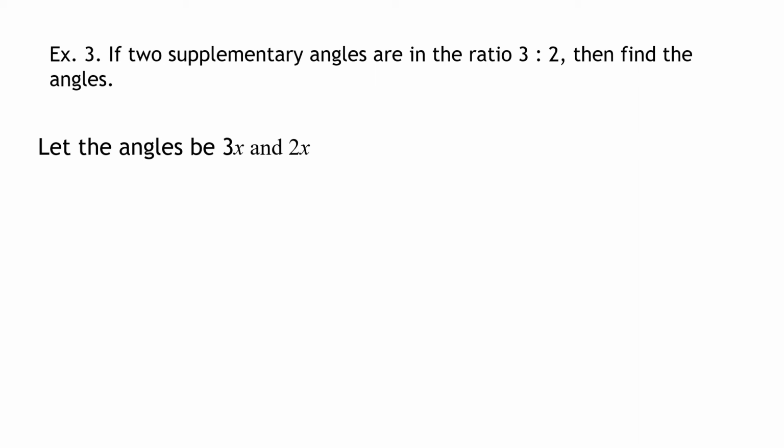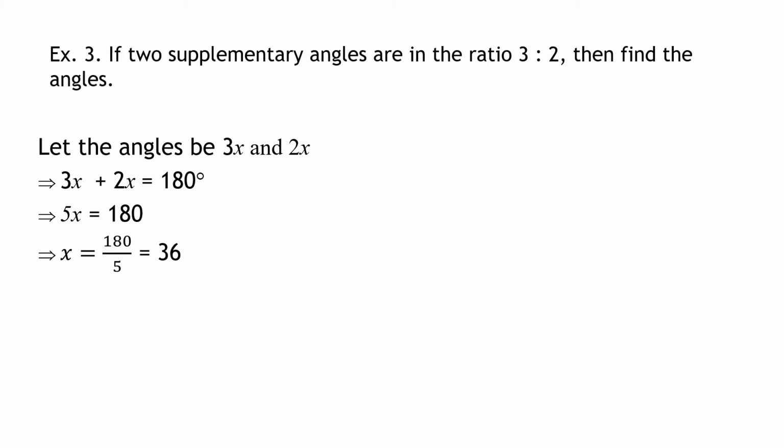Now we are given the angles are supplementary. So their sum should be 180. So 3x plus 2x should give us 180. 3x plus 2x is 5x. So 5x is equal to 180. So what is x equal to? x will be equal to 180 upon 5, and that is 36.